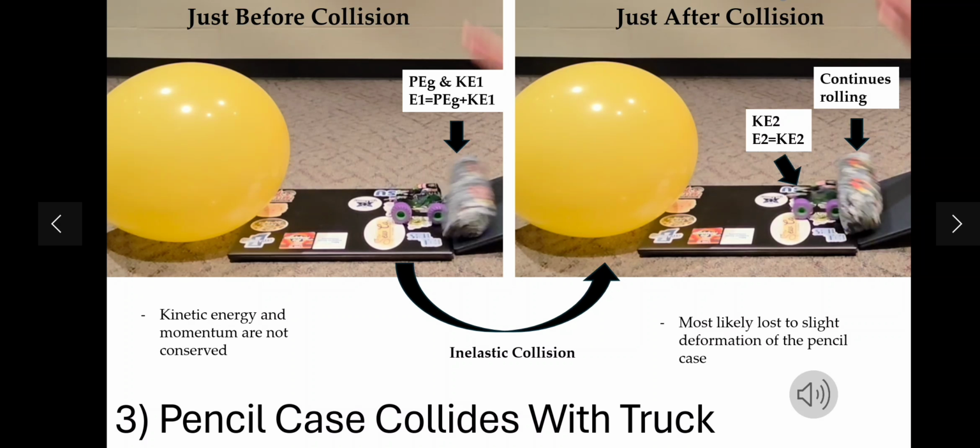Some of this kinetic energy may be lost to slight deformation of the material of the pencil case. An example of an elastic collision would be two billiard balls colliding. Since the pencil case continues to move after the collision, we could assume that the mass of the pencil case is greater than the truck. Also, as we watch the pencil case roll down the ramp after the push, there is gravitational potential energy and kinetic energy since it is in motion, and since there's some height from the ramp. After the collision, the truck and pencil case have kinetic energy, but no gravitational potential energy, establishing the track at a height of 0.